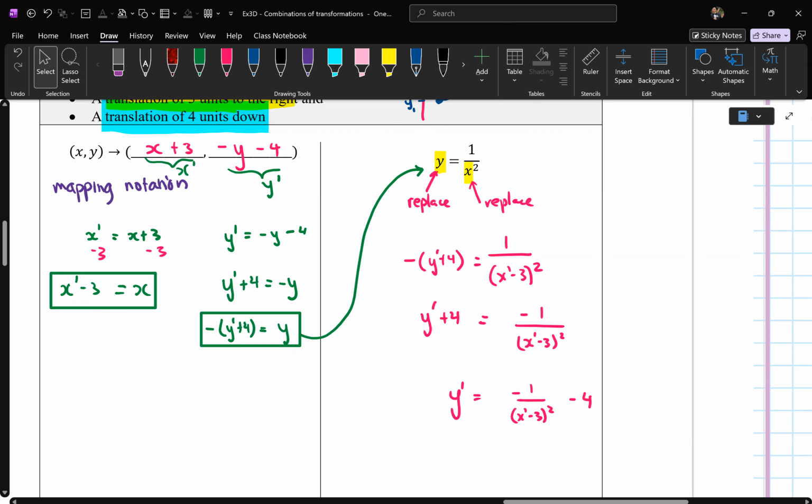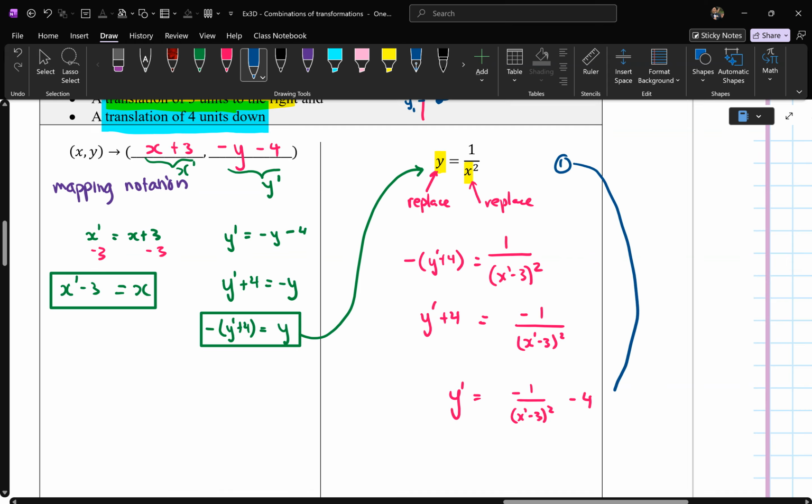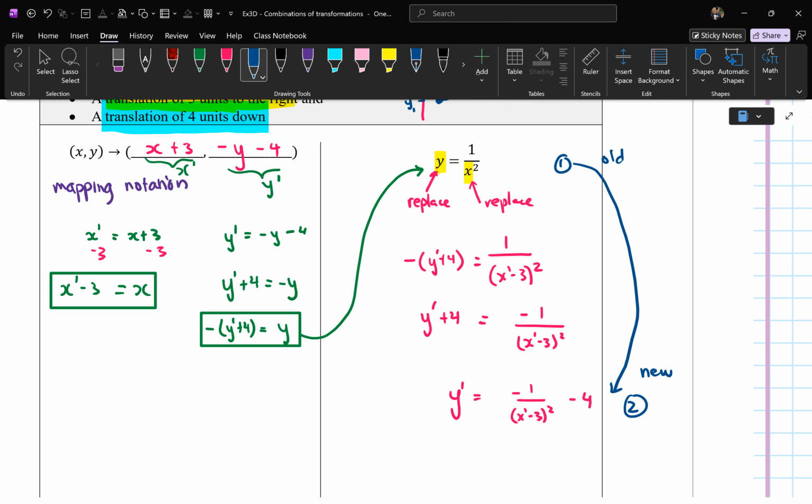So I have gone from this original equation to the new equation. Old x, old y, new x, new y. And how do you know they're new? I put a dash on it. And that's what I was saying over here. That's new x, that's new y. That's the relationship. This is called mapping notation. Do you have to do mapping notation? No.